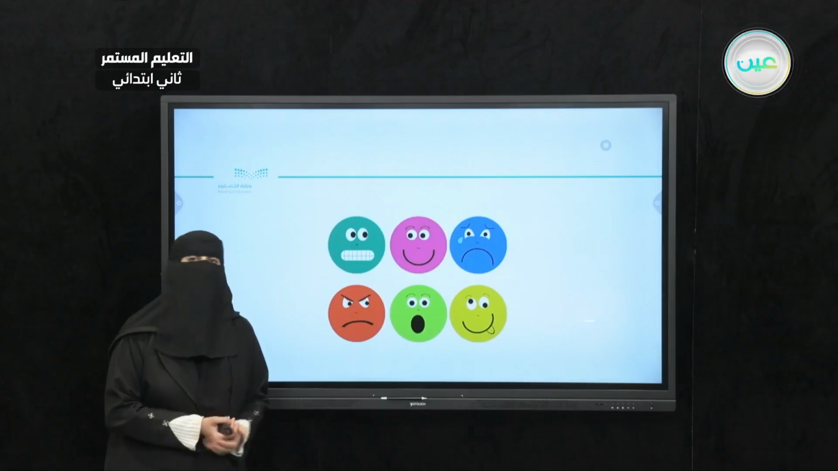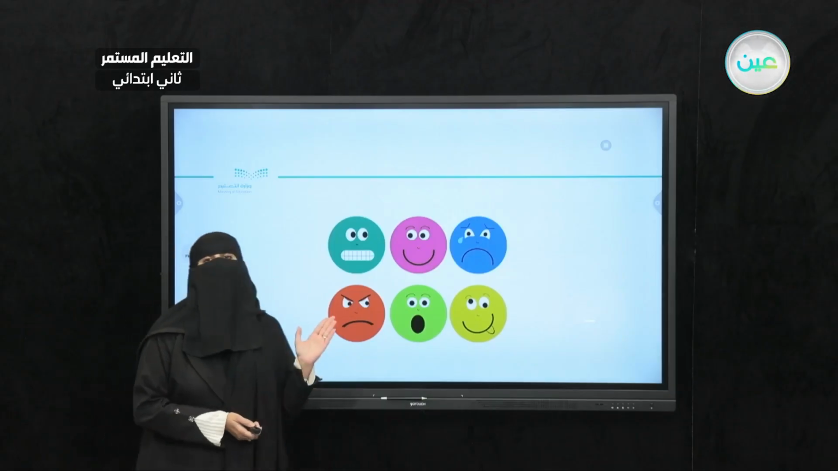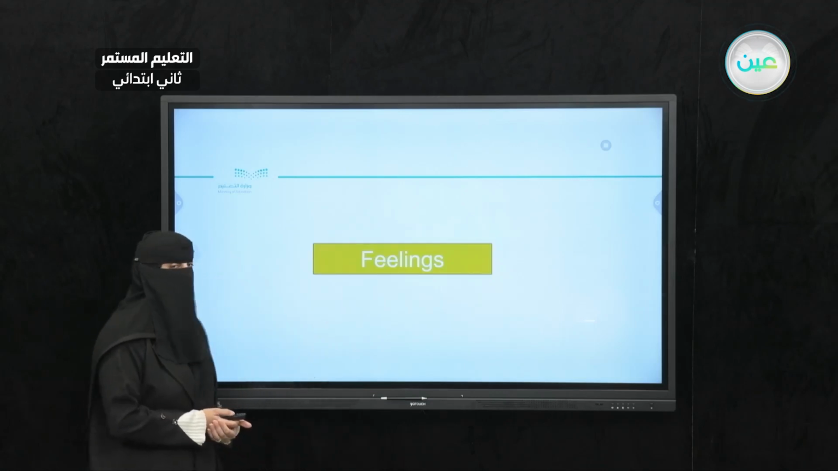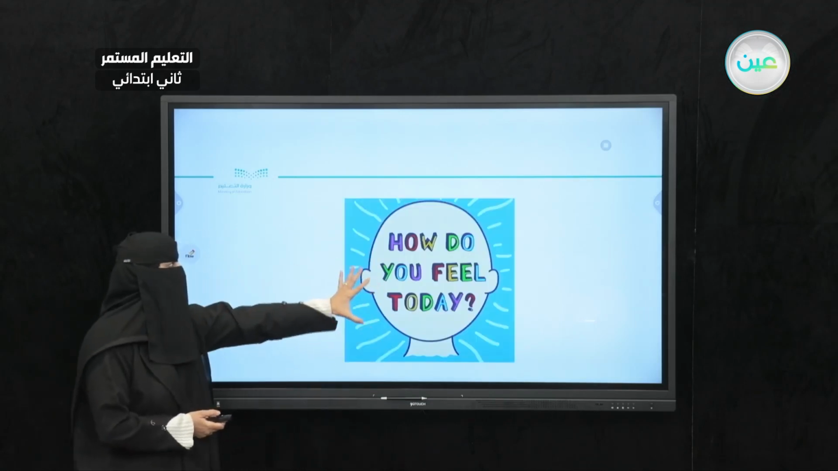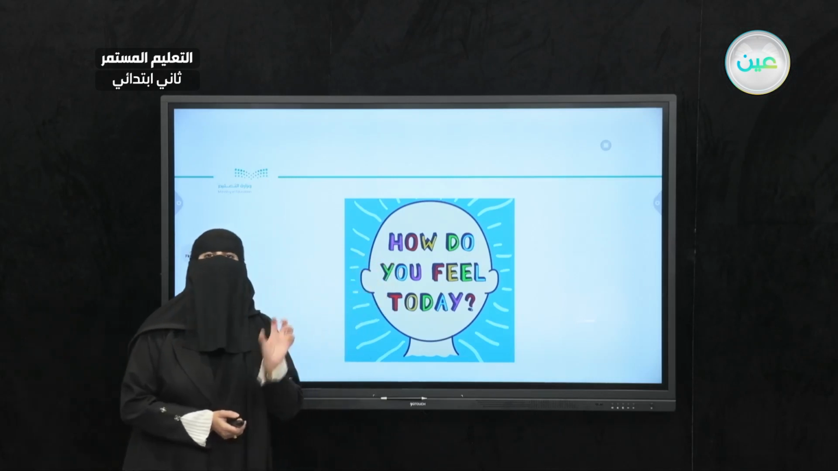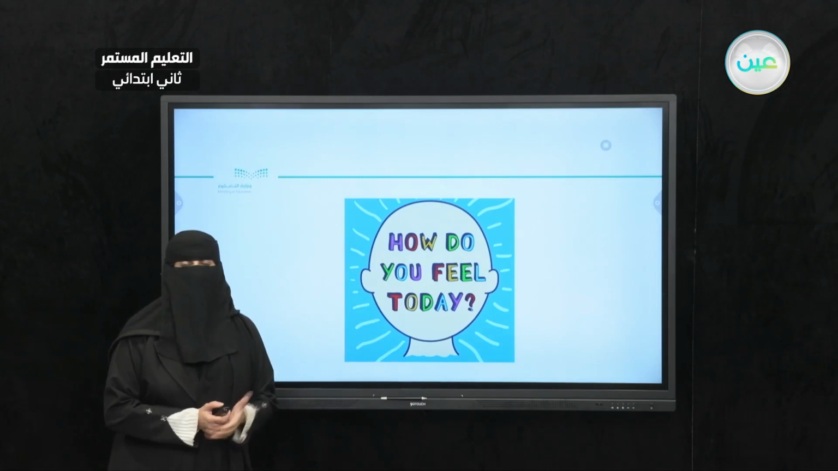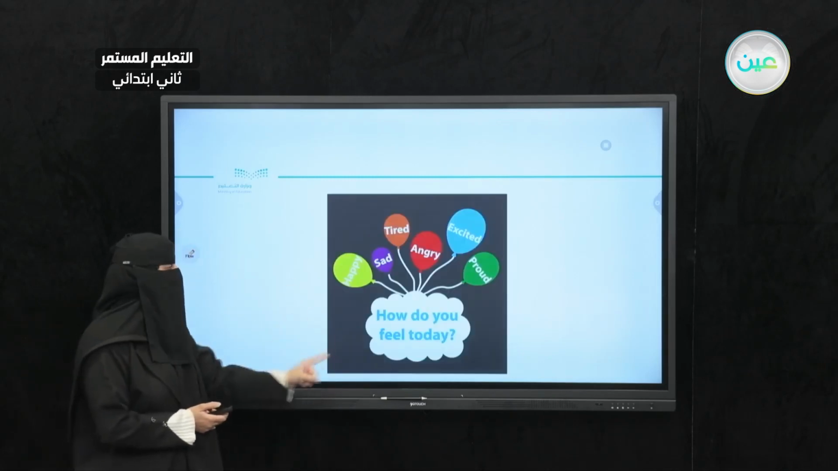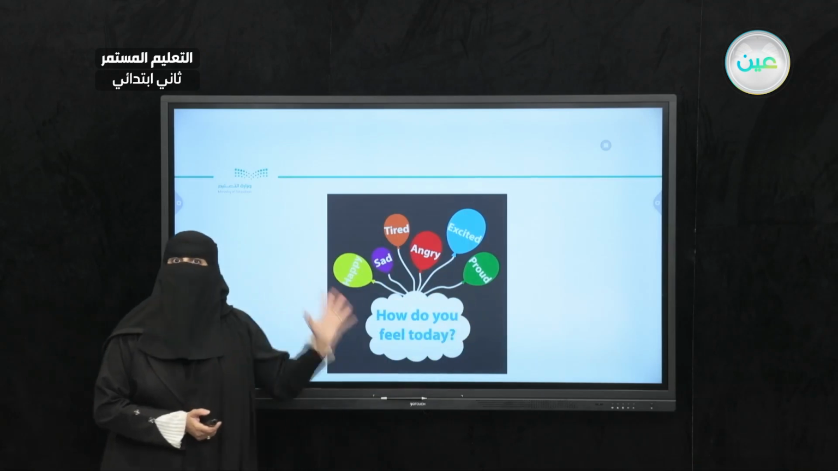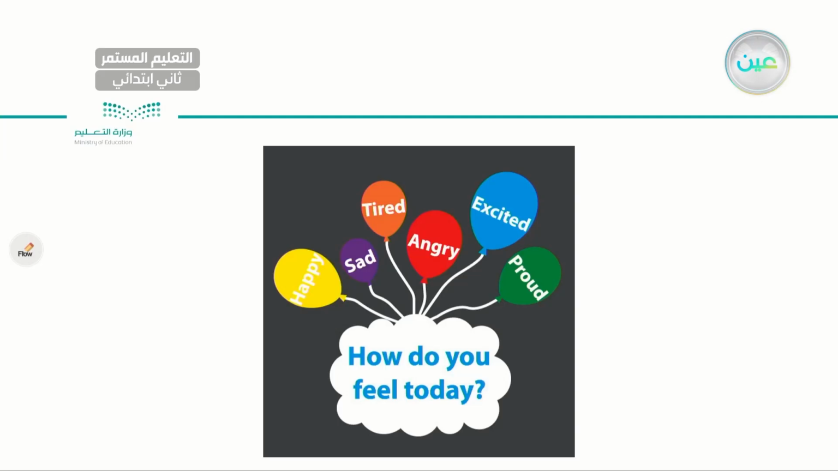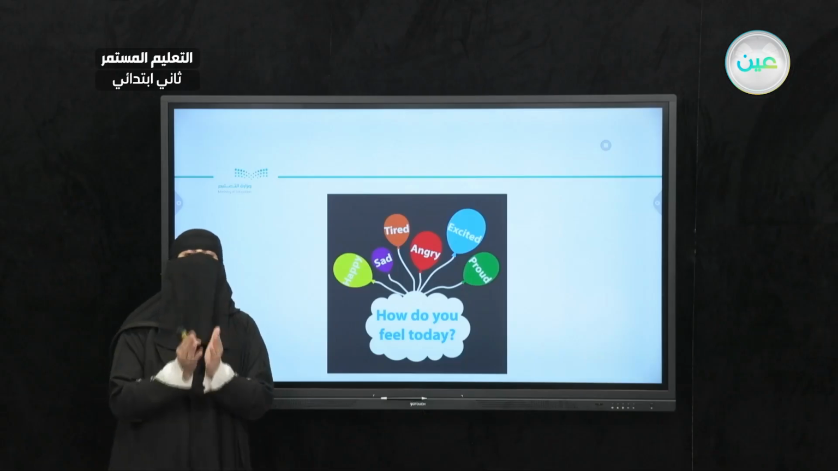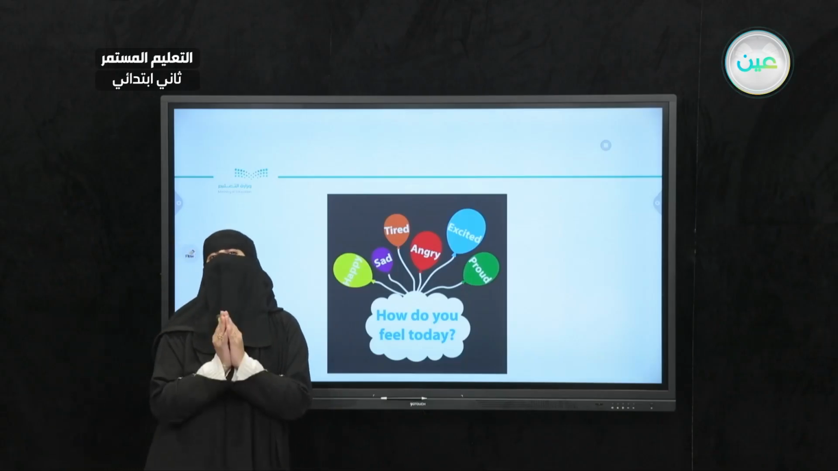Now, these are different feelings that we might go through in our lives. Okay, I hope you are happy all the time. So, in order to describe the feeling, what was the question, my dear student, we ask? In order to describe a feeling, we need to ask this question: How do you feel today? How do you feel now? Are you okay? By asking this question, we might have different responses, depending on how we feel. We might answer by saying, I feel happy, I feel excited, I feel tired, I feel angry, I feel sad, I feel proud. It depends on how you feel. I hope you are fine all the time.